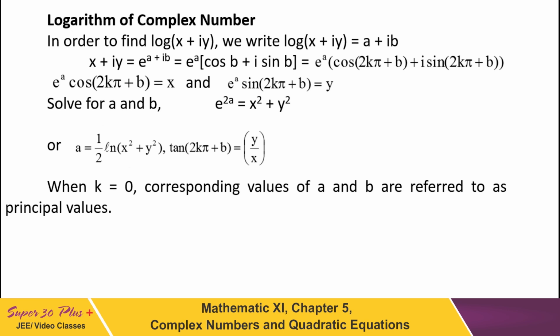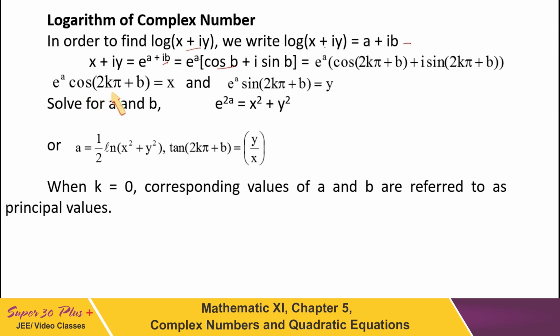Students, here we are going to study the logarithm of a complex number. In order to find log of x plus iota y, we write log of x plus iota y is equal to a plus iota b. x plus iota y is equal to e to power a plus iota b. It is equal to e to power a into e to power iota b, and e to power iota b can be written as cos b plus iota sin b. Now simplify it. It is e to power a cos of 2k pi plus b plus iota sin of 2k pi plus b. This is the generalized value.